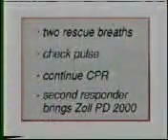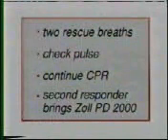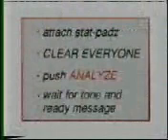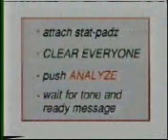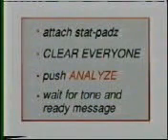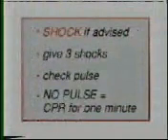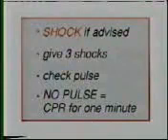Perform 2 rescue breaths. Check for a pulse. Give chest compressions and continue CPR. Second responder brings ZOLL PD 2000, turning it on as it is being delivered. Attach the stat pads. Clear everybody away from the patient. Analyze. Wait for constant charge tone and ready message on screen. Shock if advised. Give 3 stacked shocks if needed. Check the pulse. No pulse, do CPR for 1 minute.